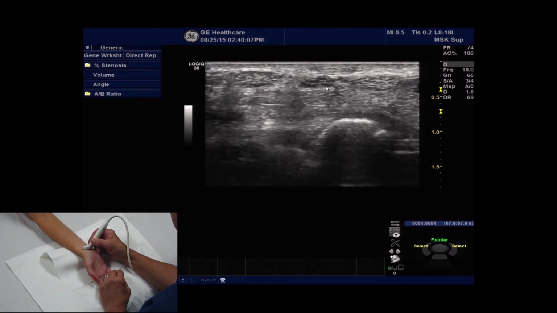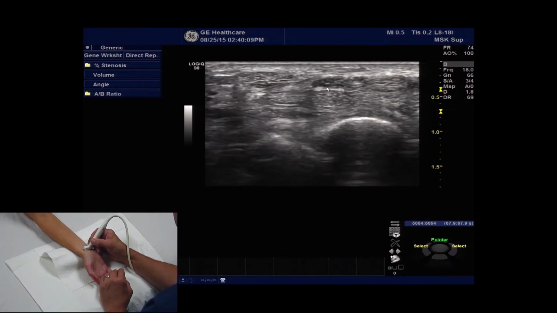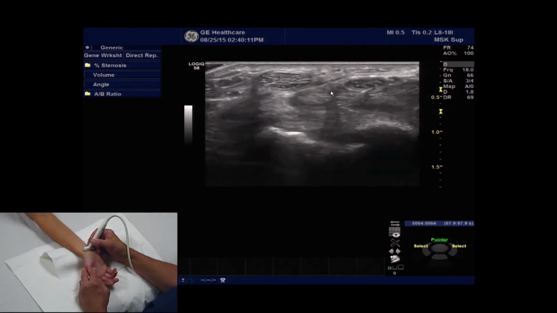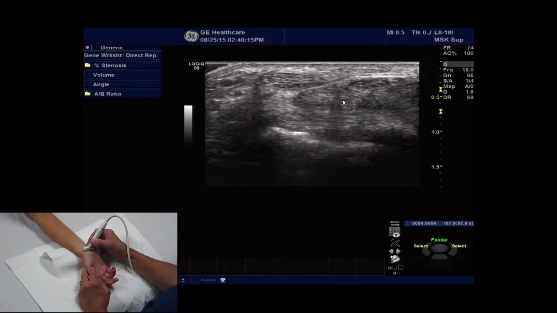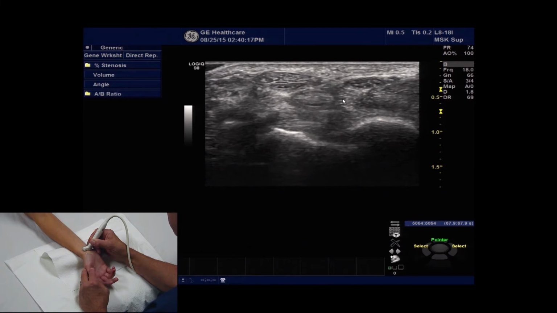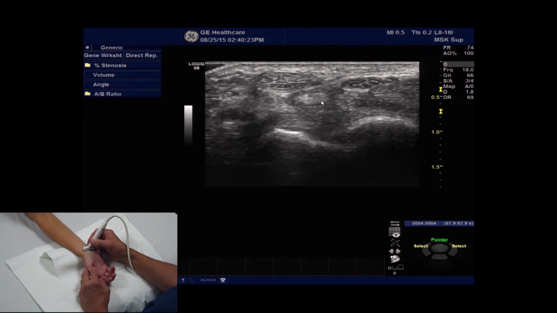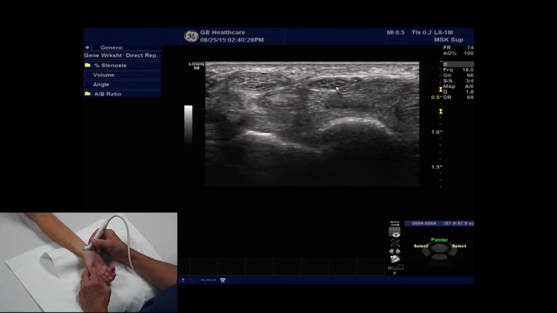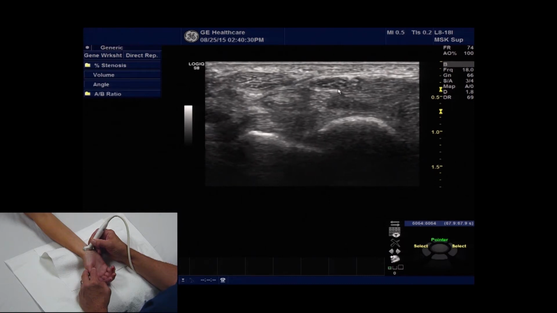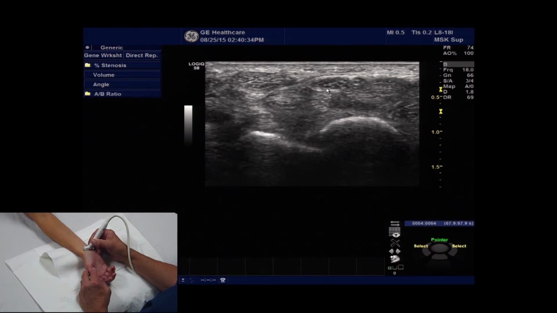One way to identify the median nerve by looking at the tendons, once again, is to identify the tendon of the flexor pollicis longus. By flexing the thumb back and forth, once again we can see the flexor pollicis longus moving. The median nerve in short axis sits approximately at the 1 o'clock position and superficial to the FPL.